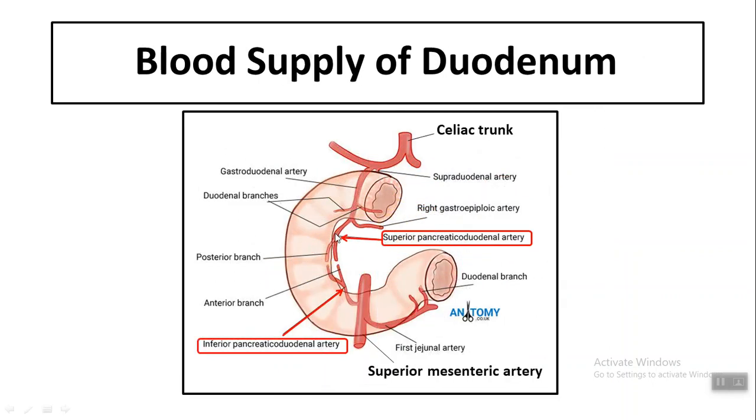The upper parts are supplied through the superior pancreatico-duodenal artery, which is a branch of the gastroduodenal artery, which is a branch of the hepatic artery that originates from the celiac trunk, while the inferior pancreatico-duodenal artery is a direct branch from the superior mesenteric artery.